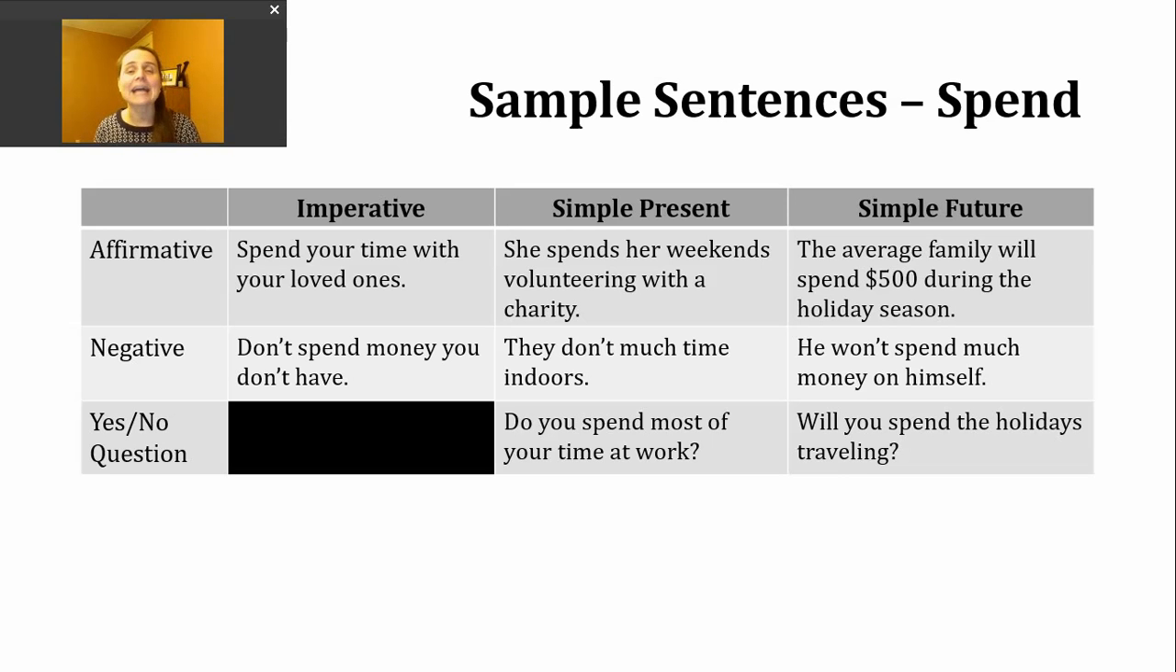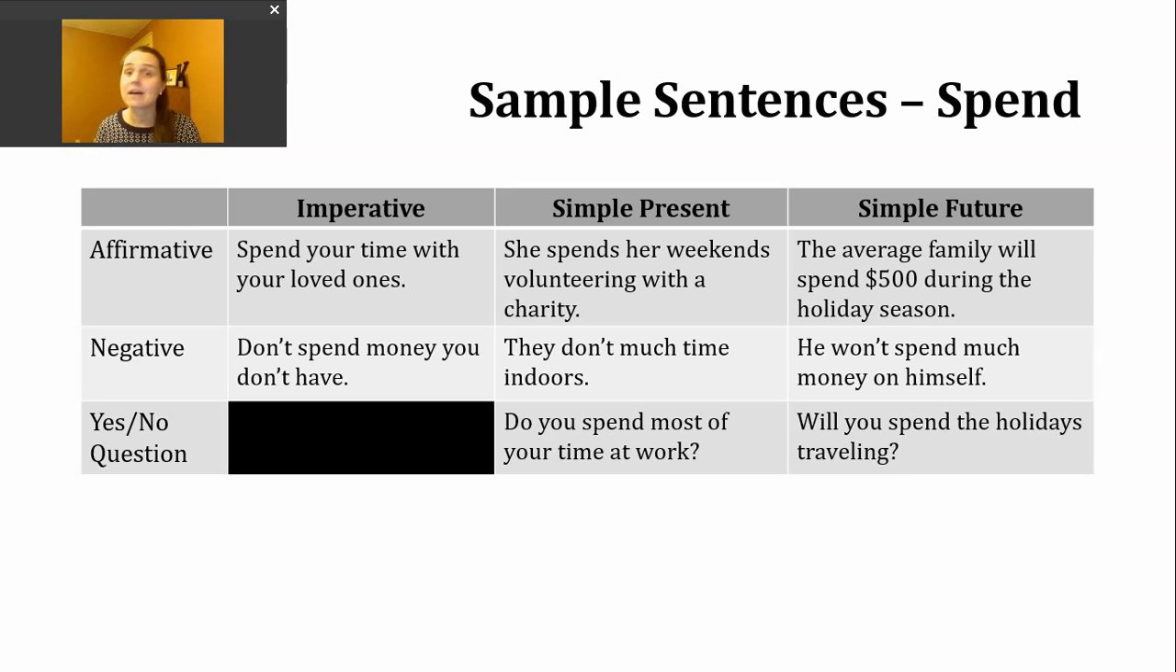Now let's look at a negative simple present sentence. To make the simple present negative, we're going to use do not and the base verb, or you might hear native speakers say don't and then spend. Or if our subject is he, she, or it, we're going to say does not and then the base verb, or doesn't and the base verb.